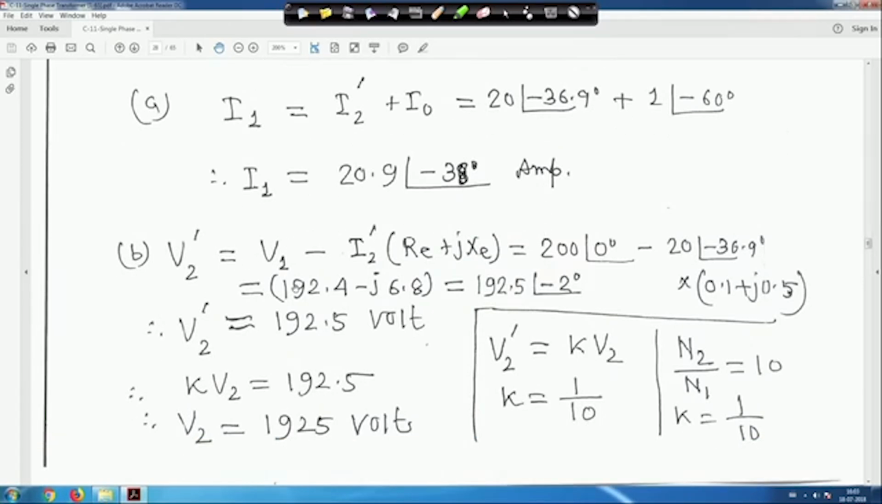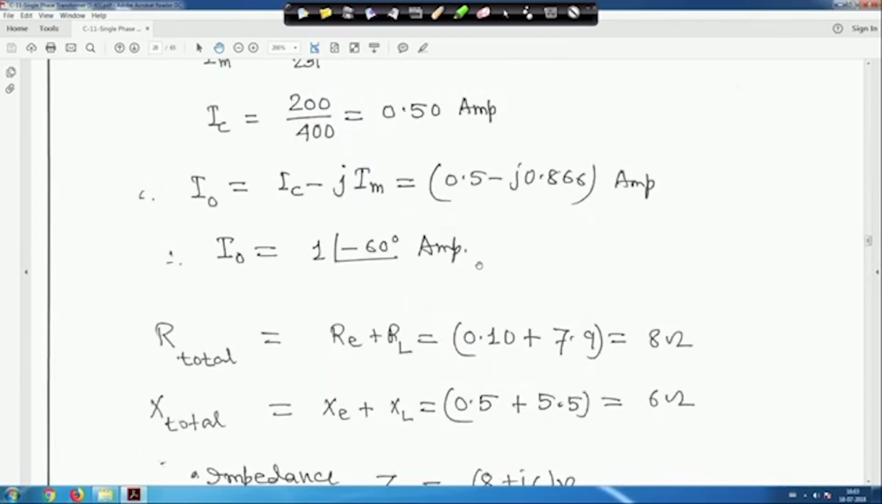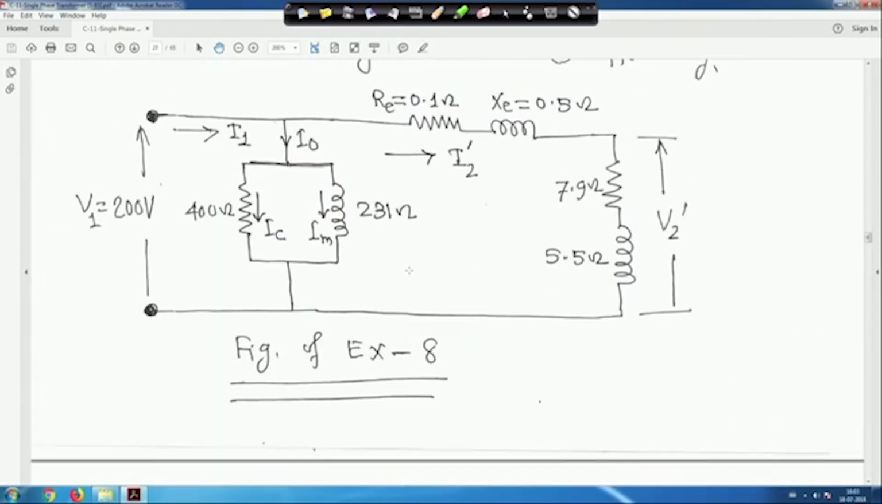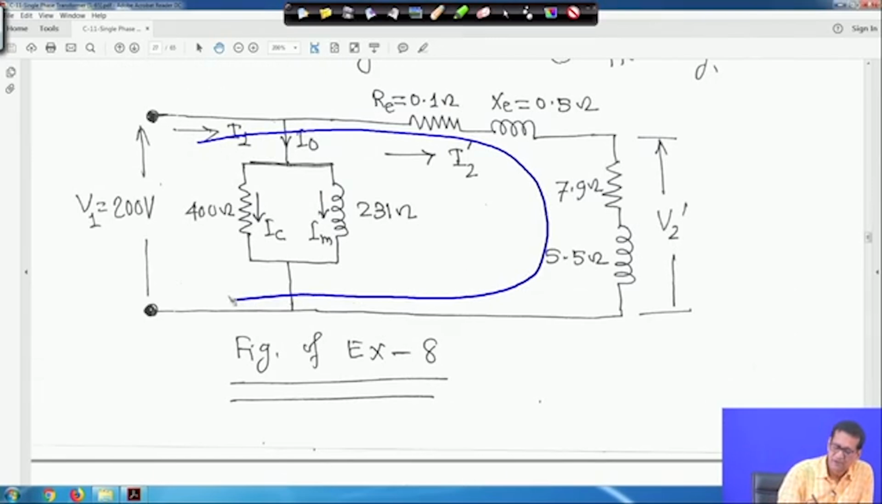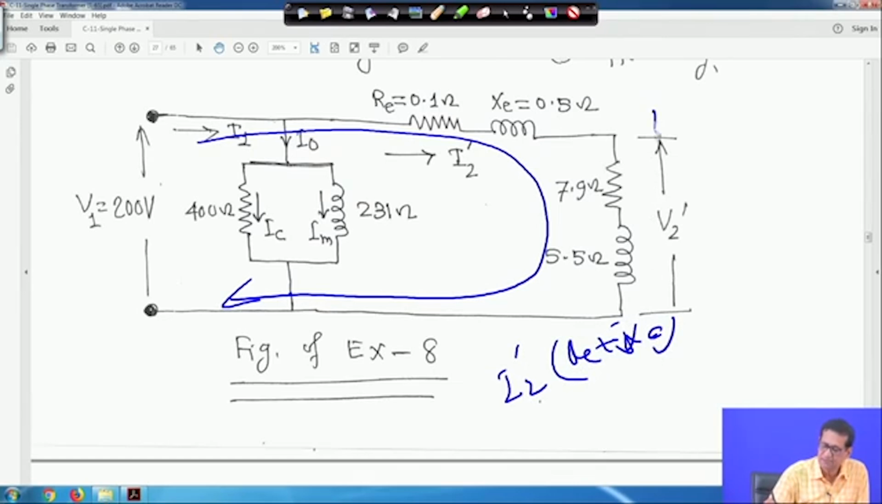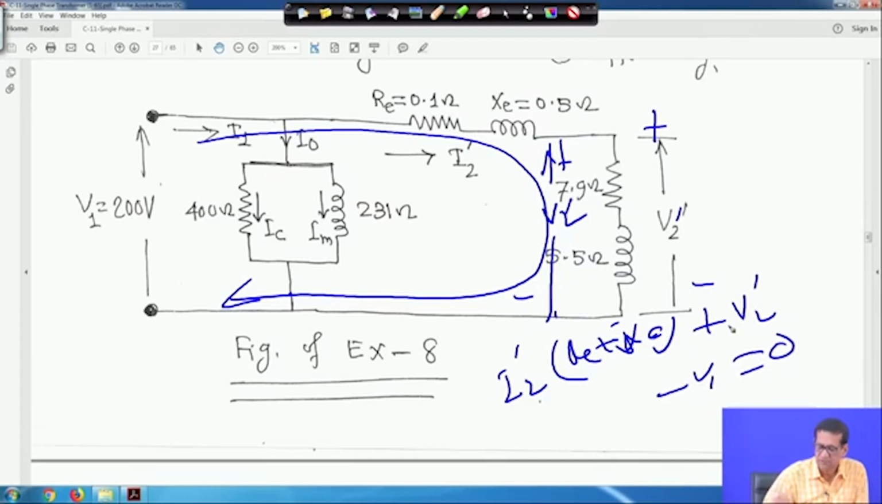Now V2 dash will be V1 minus I2 dash into RE plus jXC1. In this circuit you apply your KVL. This is the current I2 dash into RE plus jXC, and this is the voltage, plus minus. So plus V2 dash minus V1 equal to 0.